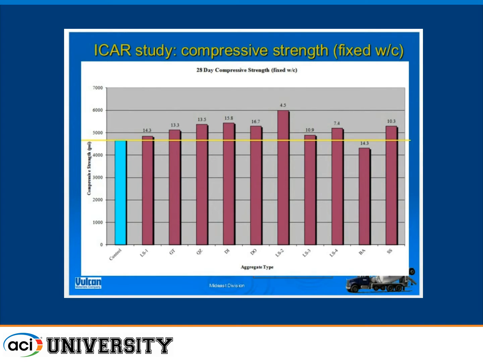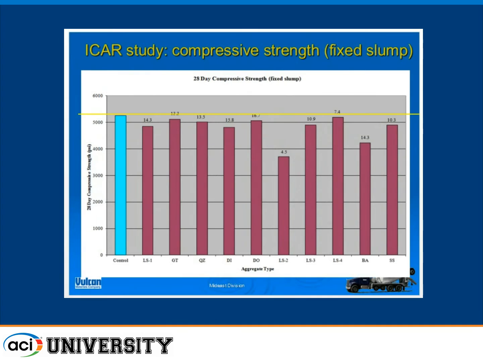So if you look at the compressive strength with a fixed water cement ratio, it's good news in terms of this dust of fracture and what it does to concrete. The compressive strength is higher compared with the natural sand. However, if you go with a fixed slump, the situation reverses, with most of the screenings having a lower strength than the control.